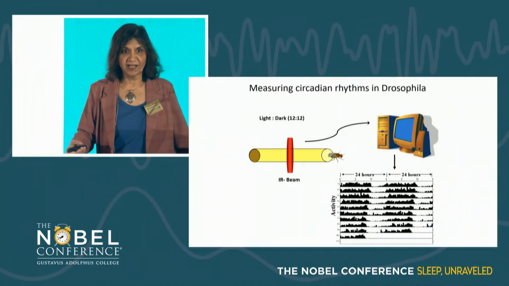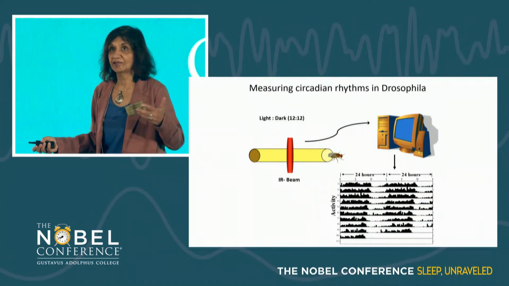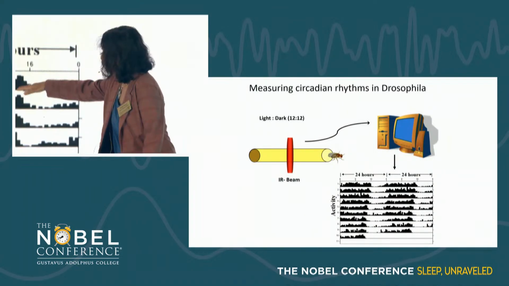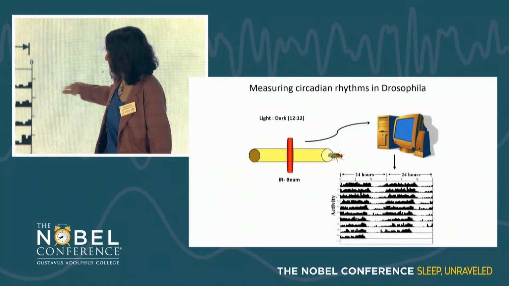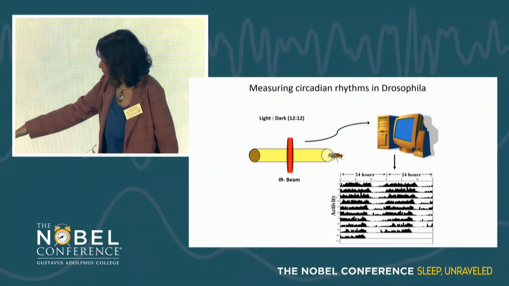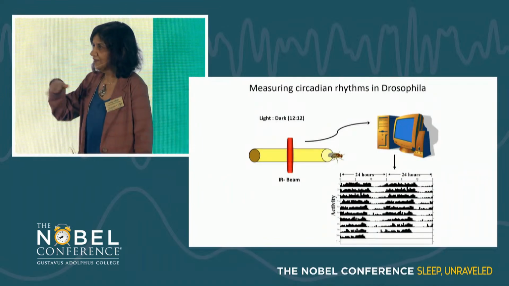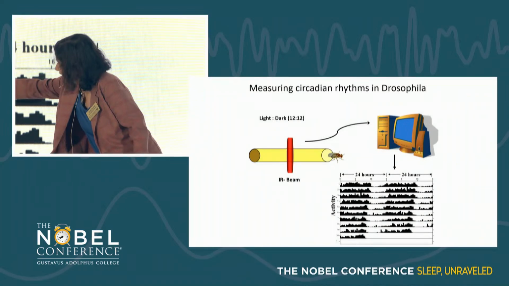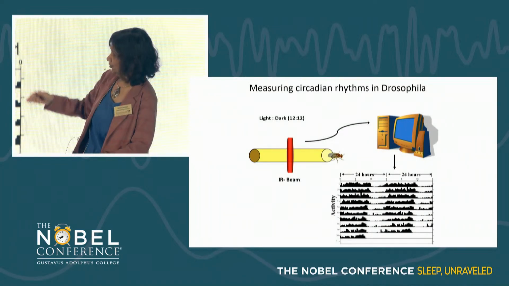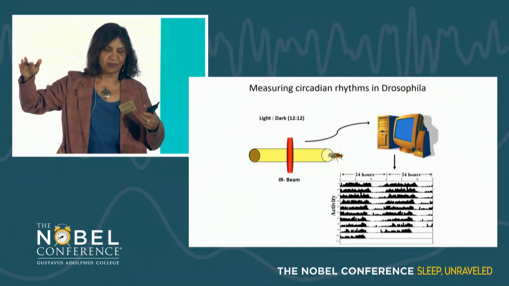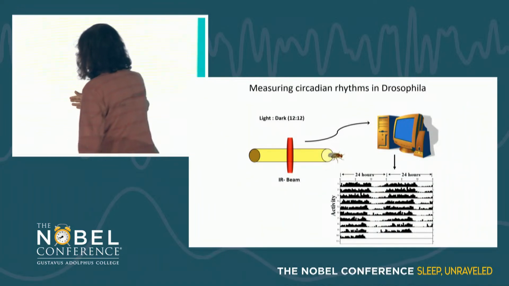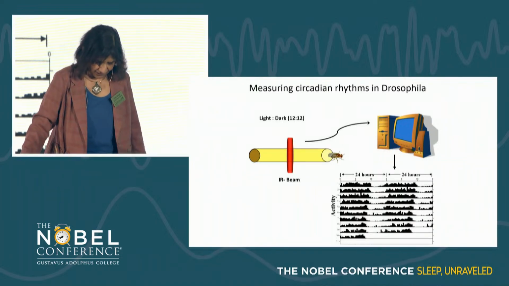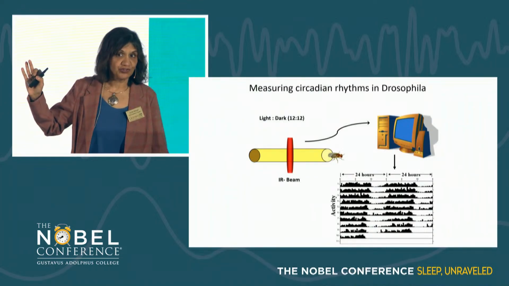And you generate an activity record that looks something like this. The shaded areas here are activity, and this particular fly was monitored over a 10-day period, and the data are double plotted. So this day is plotted here, and then again at the beginning of the next, and that allows you to see the transitions from one day to the next. And you'll see here that there are periods of activity and then periods of rest. So you can measure circadian rhythms.